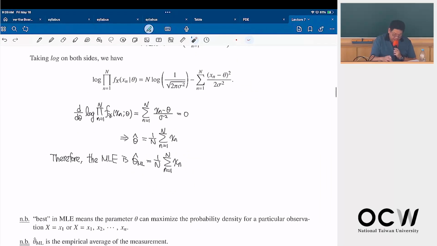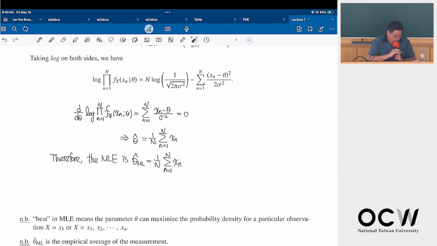So here's a note. The best in the maximum likelihood estimation means that the parameter can maximize the probability density for a particular observation, x equals x1 to xn. So let's maximize the probability density function. This best theta is also the empirical average of the measurement. And you see that this is the average of your observations.